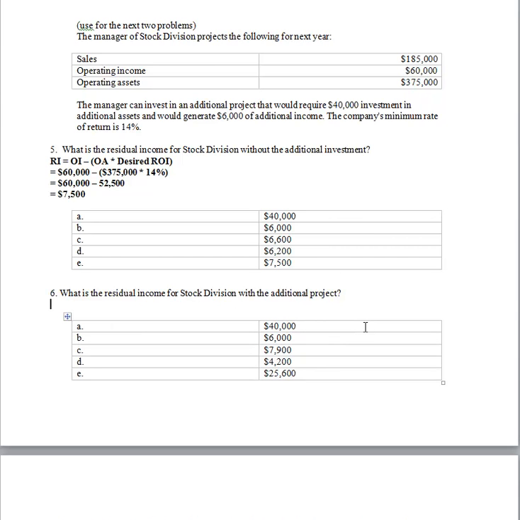Now for 6, it's asking what is the residual income with the additional project? Okay, so with the additional project means we have a $375 asset plus the new $40,000 asset. Okay, so obviously the formula is the same.